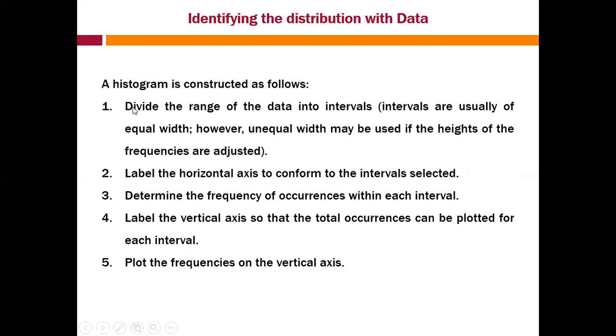So how a histogram can be constructed: first, divide the range of the data into intervals. Usually the intervals will be of equal length. Second, label the horizontal axis to conform to the intervals selected. The third step is to determine the frequency of occurrences within each interval. Then fourth, label the vertical axis so that the total occurrences can be plotted for each interval. Then plot the frequencies on the vertical axis.